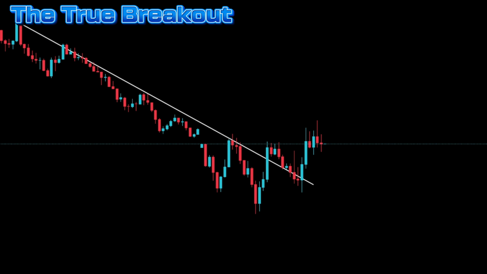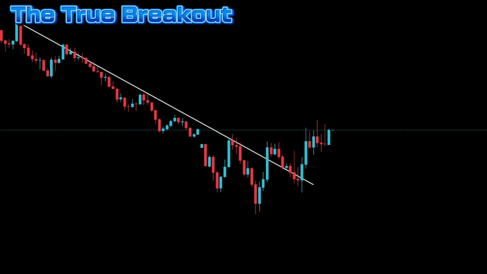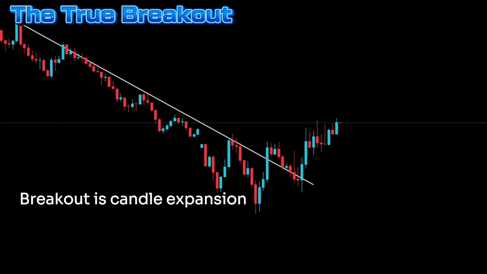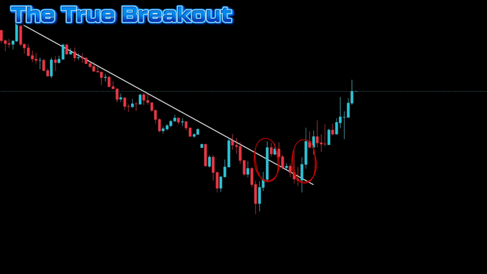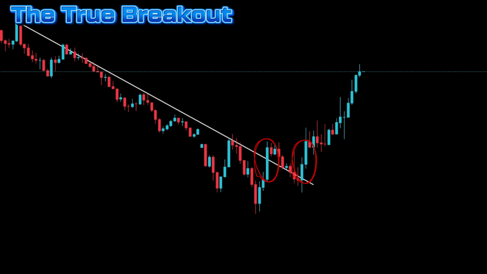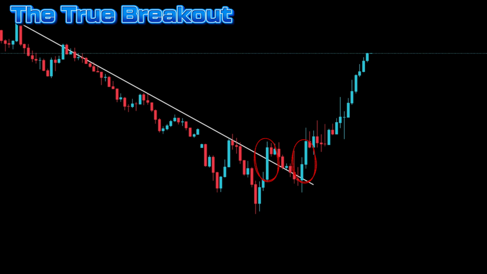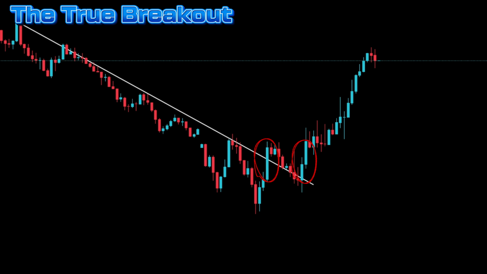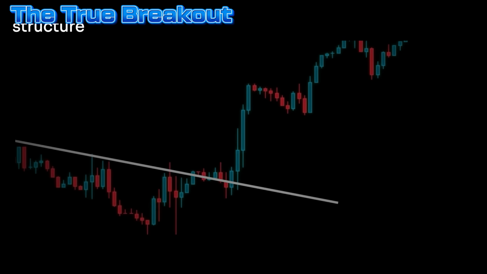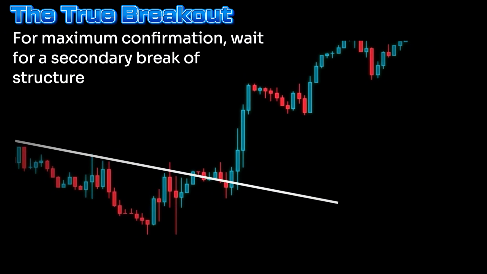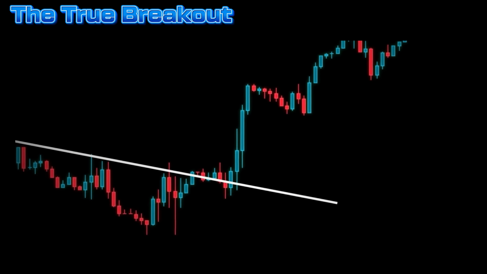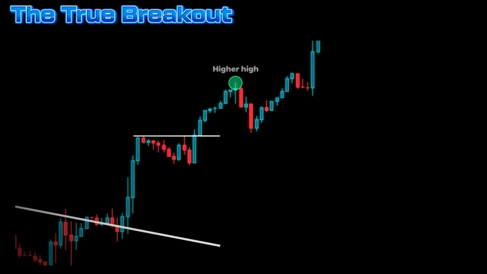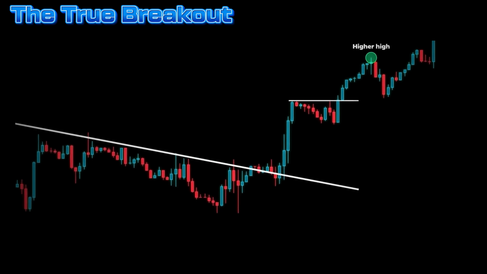The definitive differentiator between a fakeout and a genuine breakout is candle expansion. If you observe large, high-energy candles slicing through the trend line, followed by subsequent candles sustaining that momentum, it is highly likely a valid breakout. For maximum confirmation, wait for a secondary break of structure. Allow the market to clear its initial swing high to paint a new higher high, and then wait for that level to be breached once more.